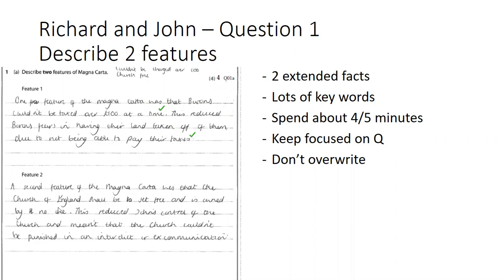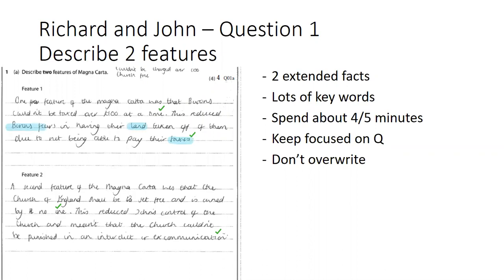A second key feature of the Magna Carta was that the Church of England should be set free and is owned by no one. That's their mark. This reduced John's control of the church and meant that the church couldn't be punished in an interdict or excommunication. Brilliant.